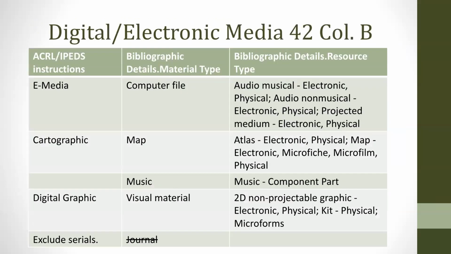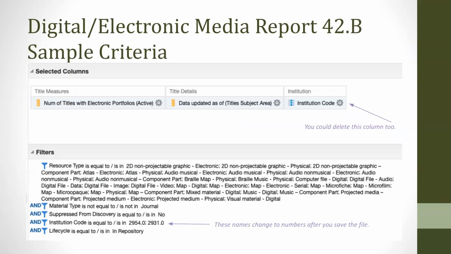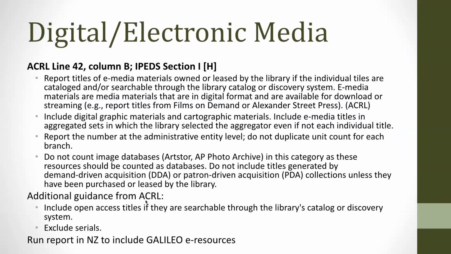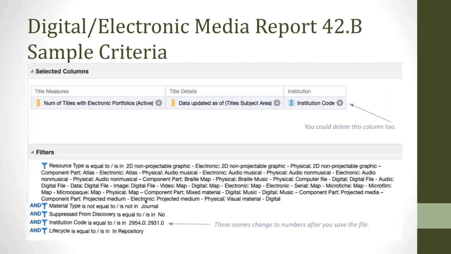Now moving on to electronic media, column B. For this one, you'll see that we have to exclude serials. So the main criteria is the title measures number of titles with electronic portfolios active. There are quite a few resource types. Material type is simple, and you need to exclude journals. And then not suppressed from discovery.